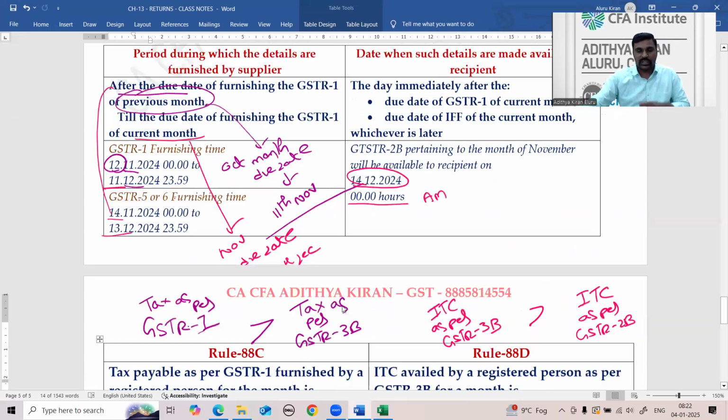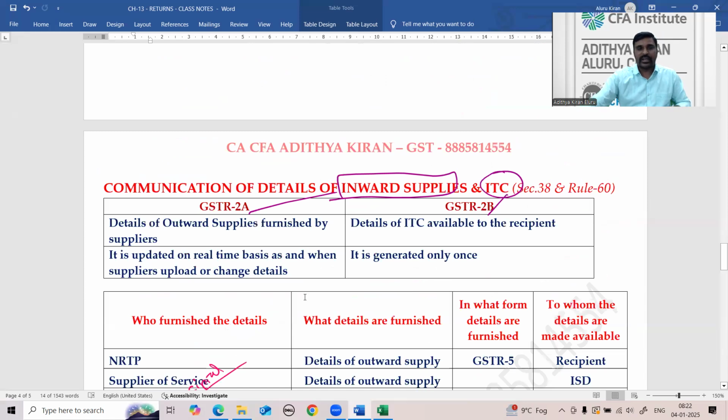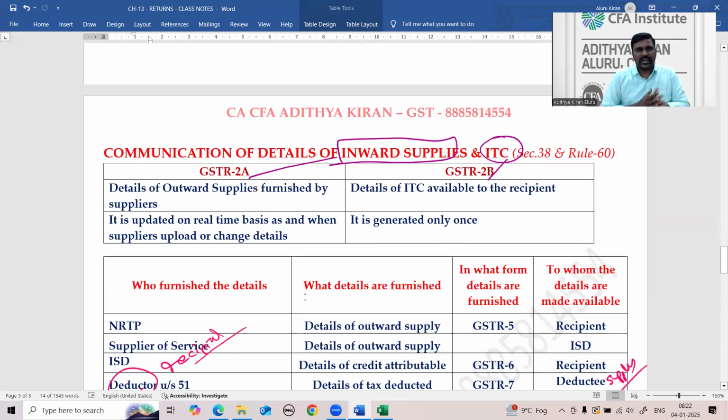Okay, right. So that's all with GSTR 2A and GSTR 2B. In the next lecture, we'll discuss the details of outward supplies, GSTR 3B, GSTR 5, 6, etc. After completing GSTR 3B, we'll go to the QRMP scheme, because the QRMP scheme will have an impact on both GSTR 1 and GSTR 3B.